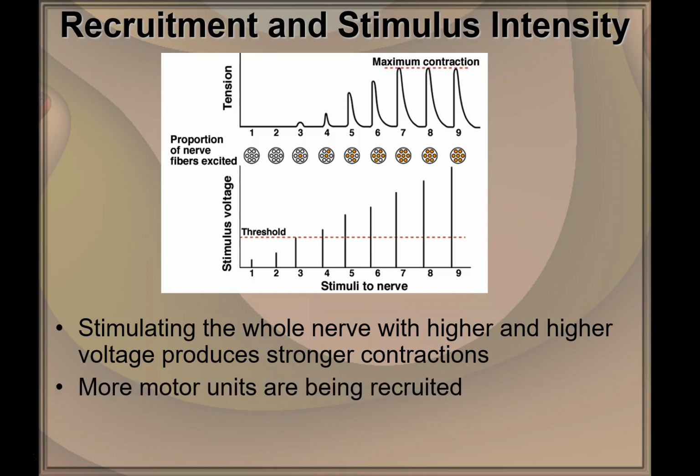This is because the more you stimulate it, the more motor units you're going to recruit. The more motor units you recruit, the stronger the contraction. We call this multiple motor unit summation. Summation means what? Adding something together. So we're adding motor units together. If we add motor units together, we're going to have a stronger contraction.